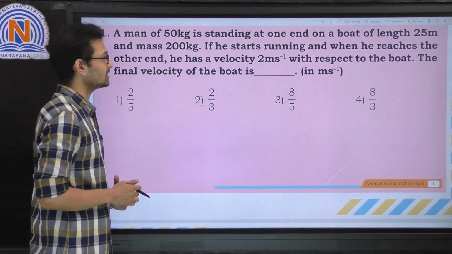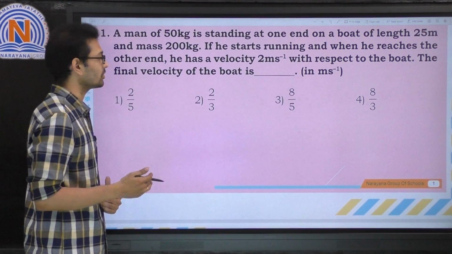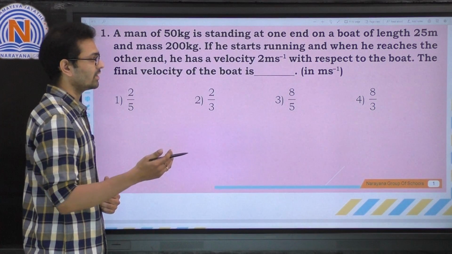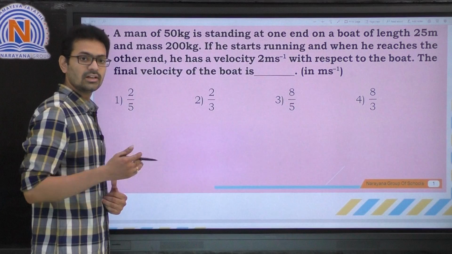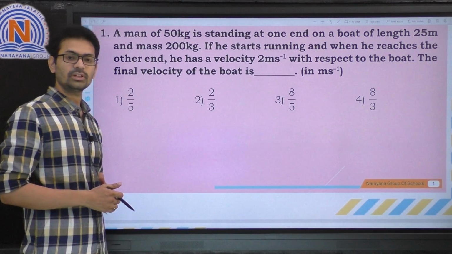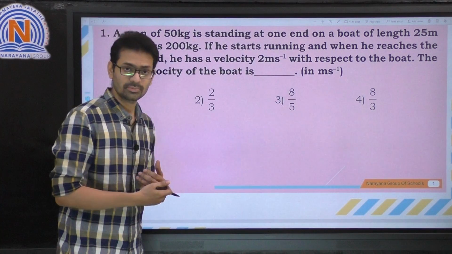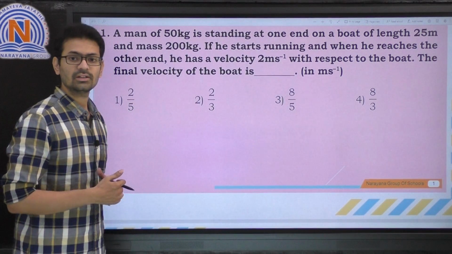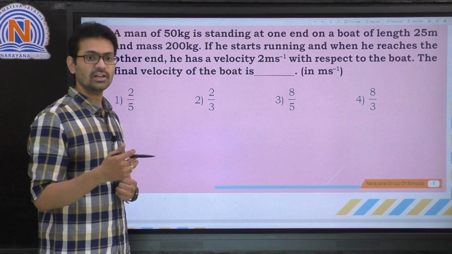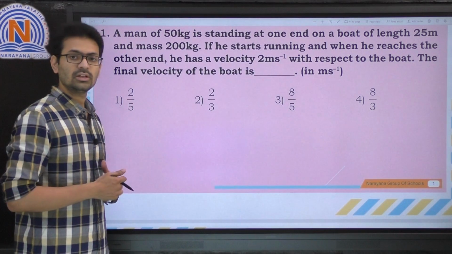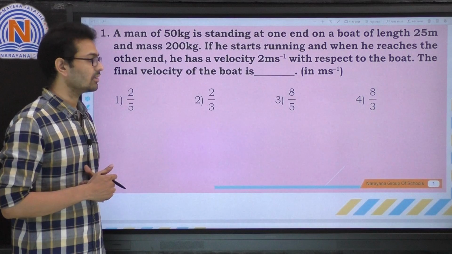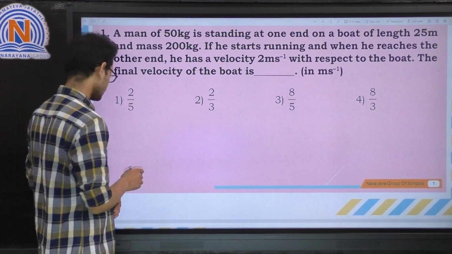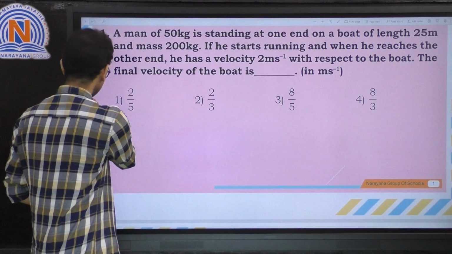A man of 50 kg is standing at one end of a boat of length 25 meters and mass 200 kg. If he starts running and when he reaches the other end, he has a velocity of 2 meter per second. He is running with velocity of 2 meter per second on the boat, and it is of length 25 meters. With respect to the boat, the final velocity of the boat is, he wants it in meter per second. Now when you want such kind of problems to be solved, it's a task which you have to find out.